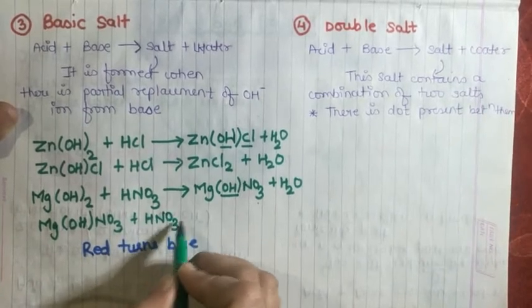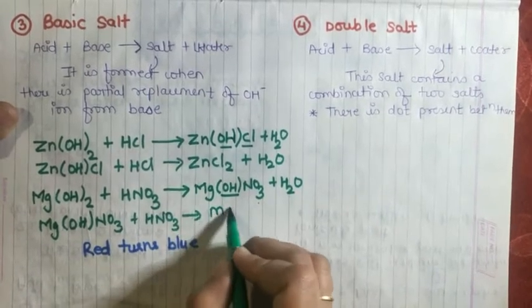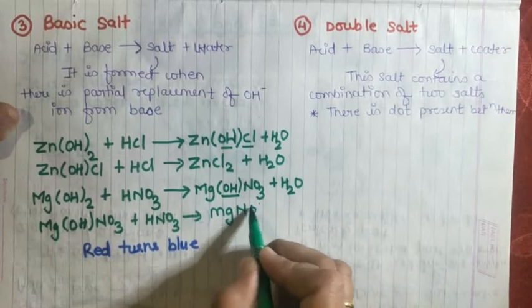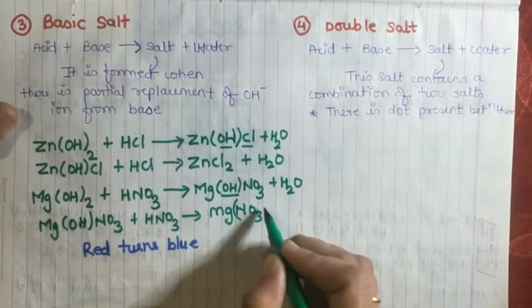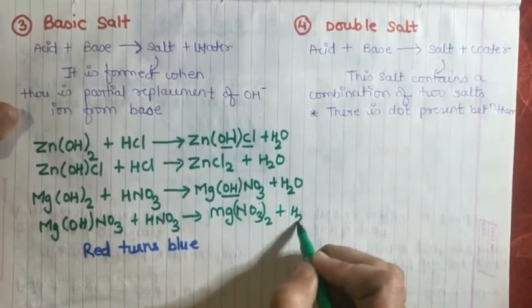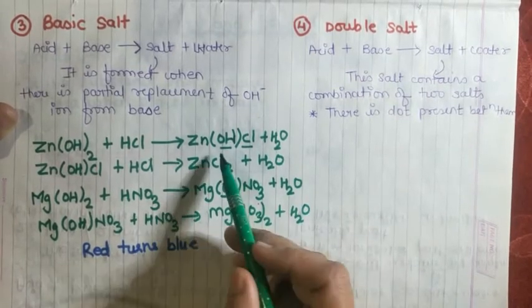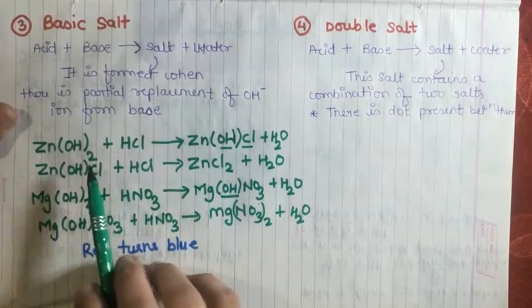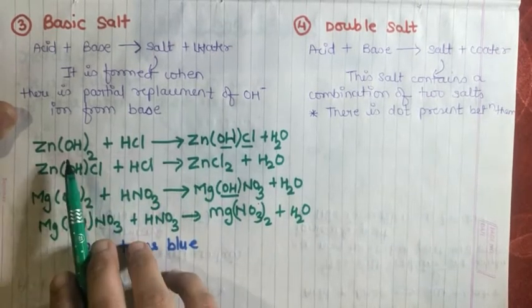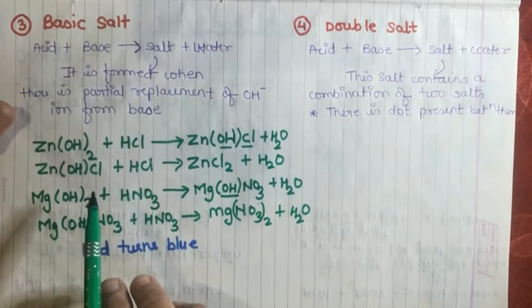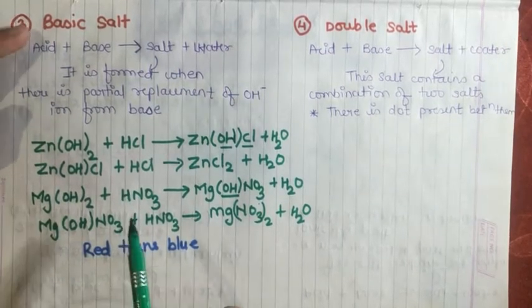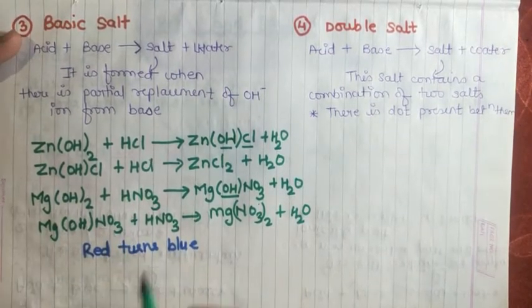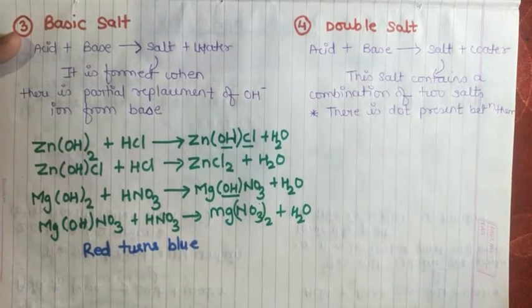HNO3, and you will be finding magnesium nitrate plus H2. So in this way you can actually convert the basic salt into neutral salt also. But there is a situation when partial replacement of hydroxyl ion takes place, then there is the formation of basic salt. Let's talk about what are double salts.